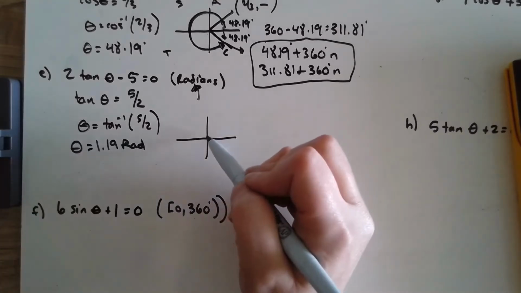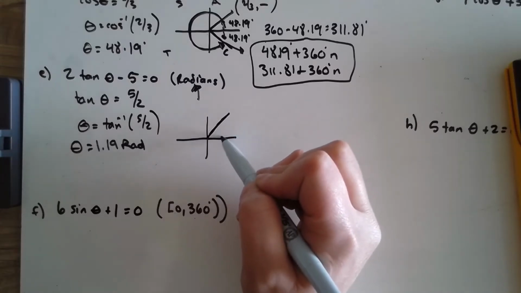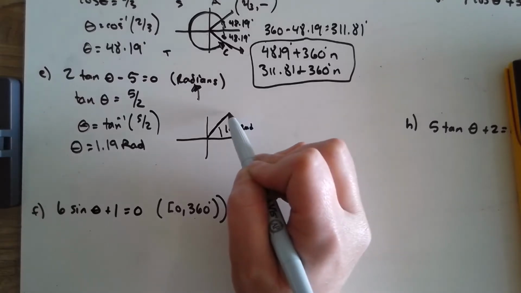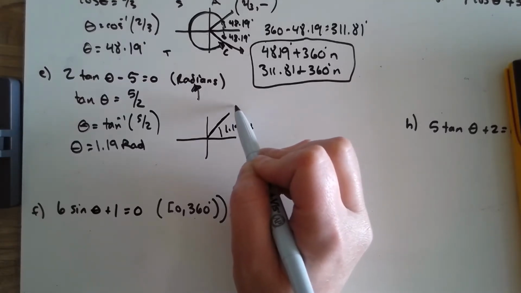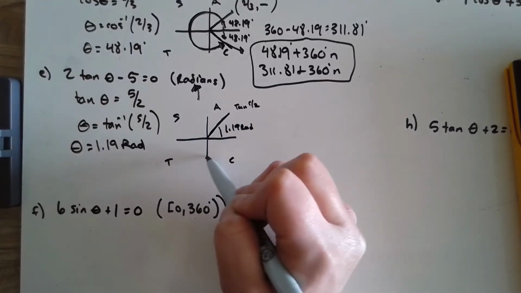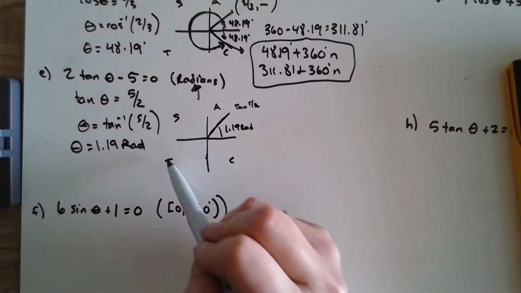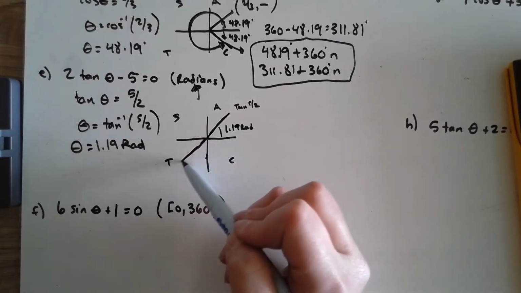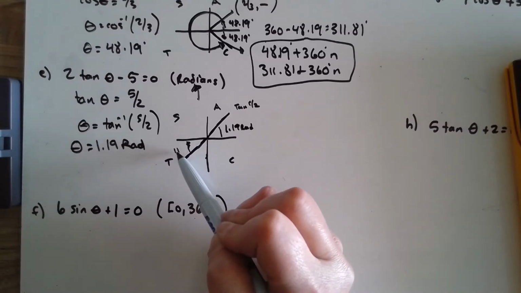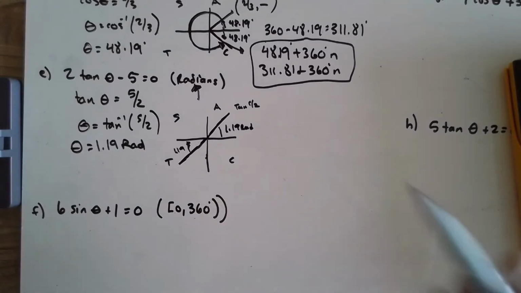Anyway, so 1.19 radians, let's say, is right here. So this is 1.19 radians. Okay, and this is tangent. So all students take calculus. Okay, we know in positive, all are positive, sine is positive, this quadrant tangent is positive. Okay, so this reference angle right here is 1.19. Okay, we could go ahead and find this angle.